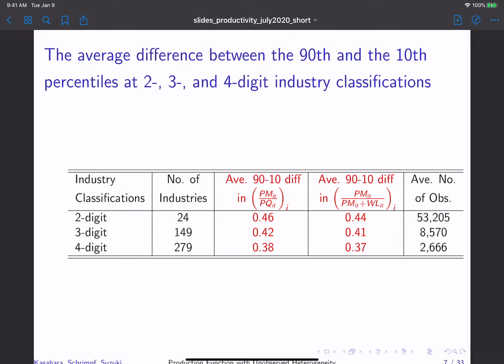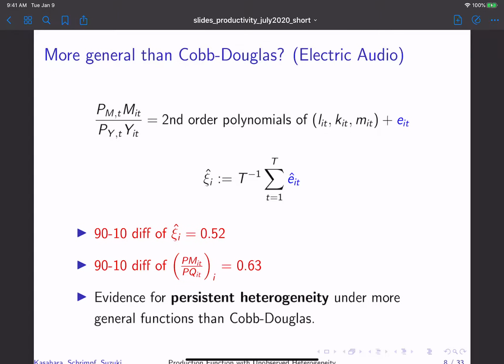You can repeat this across all the different industries and look at the average value of those 90% to 10% differences. As I said, electrical audio tends to be one of the most heterogeneous, but across all other industry classifications, going down to finer digits does not seem to control for heterogeneity as much as we hope. So this provides evidence for heterogeneity beyond Hicks-neutral productivity.